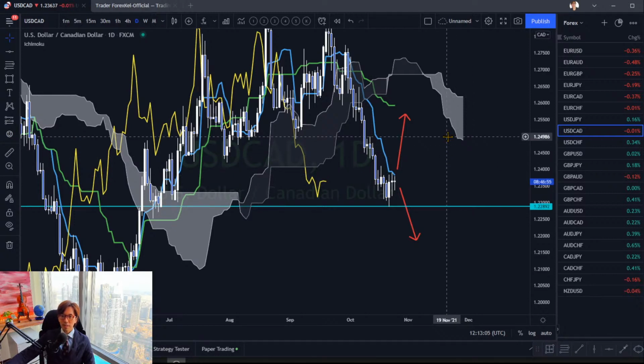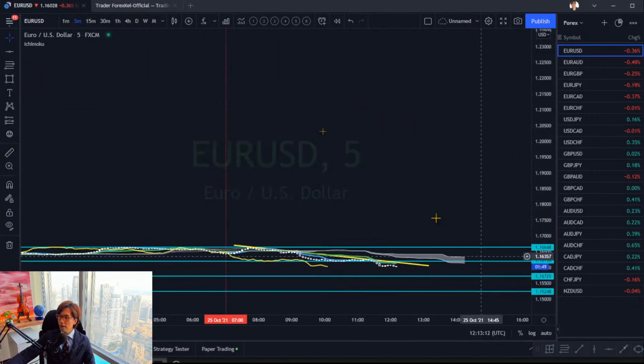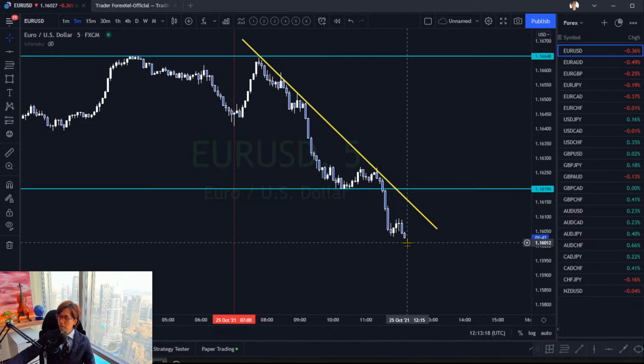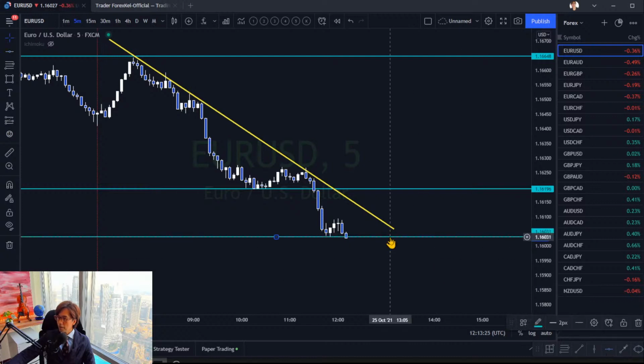Yeah, let's see. Euro dollar 5-minute chart about to break downwards. All right, let me check. Let me go back to Euro USD in the 5-minute chart. Let's see. Yeah, it's about to break the support. So yeah, let's see. We have to wait for the candle close in this case.